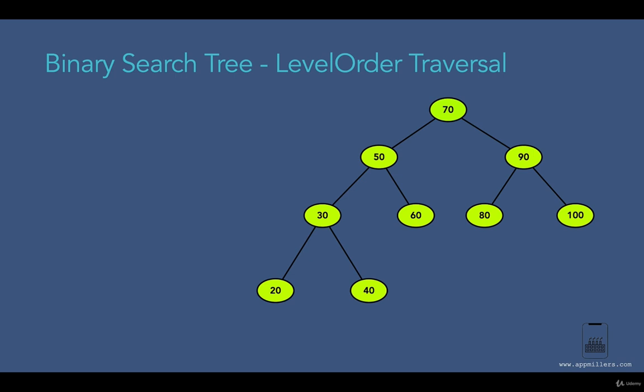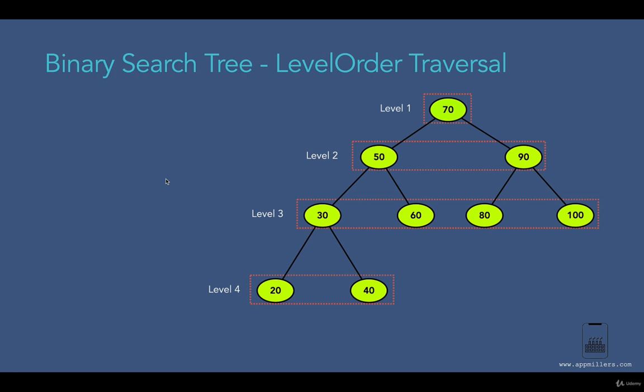Now in this video we are going to learn about level order traversal in binary search tree. Now we know that in case of level order traversal we are visiting all these nodes level by level. So in this binary search tree over here we have 4 levels. In the first level we have only the root node, in the second level we have 2 children, in the third level we have 4 children, and in the fourth level we have only 2 children over here.